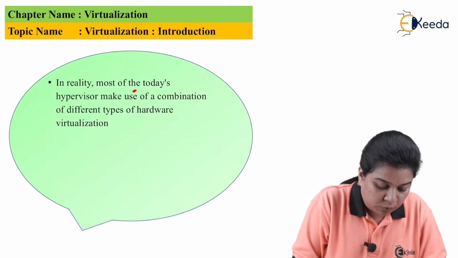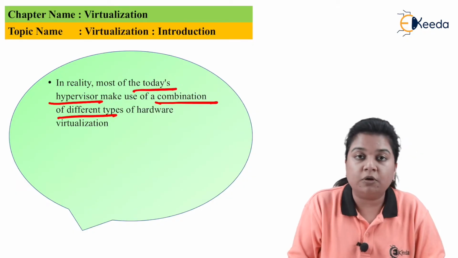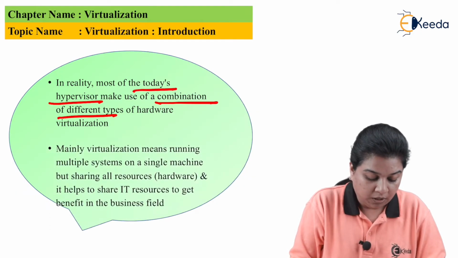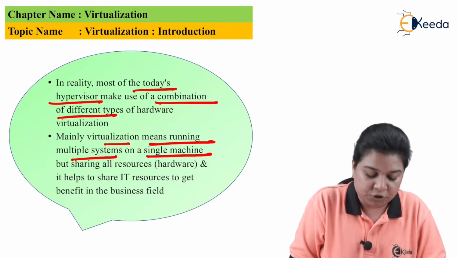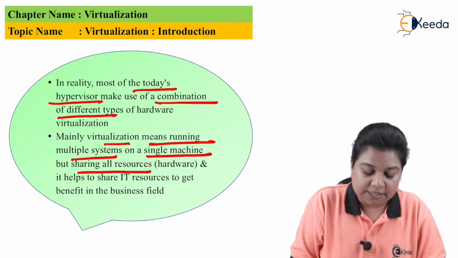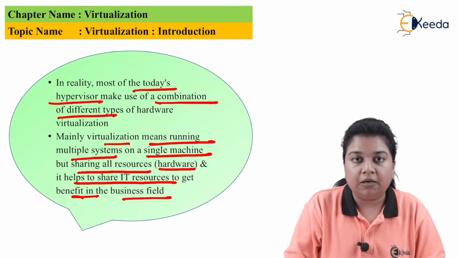In reality, most of today's hypervisors make use of a combination of different types of hardware virtualization. Virtualization means running multiple systems on a single machine but sharing all resources, hardware, and it helps to share IT resources to get benefit in the business field.